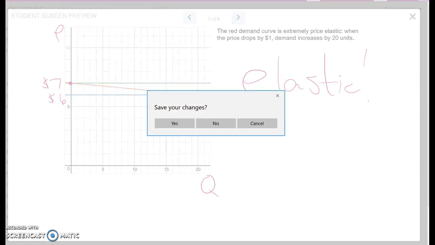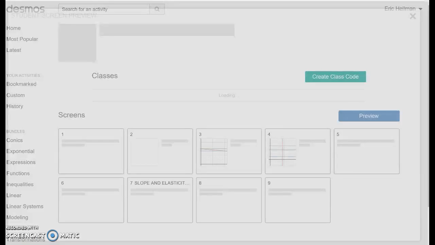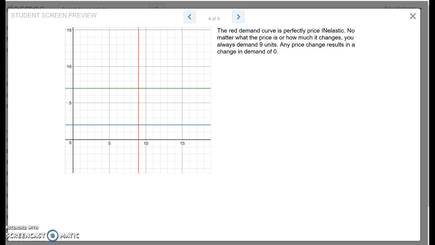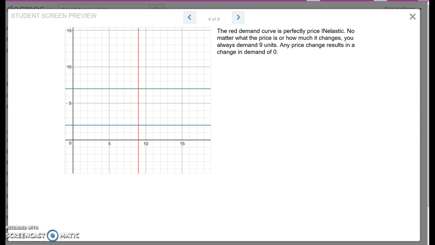Okay, so let's look at an example of perfectly inelastic demand. In perfectly inelastic demand, you demand the same quantity no matter what the price is. So here, the demand curve is vertical. You are going to consume 9 units no matter what the price is. So whether the price is $2 or $7, you are going to consume the same amount.